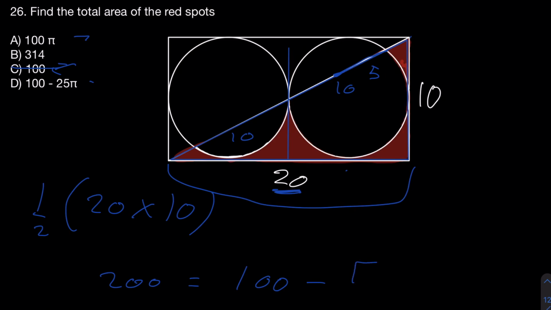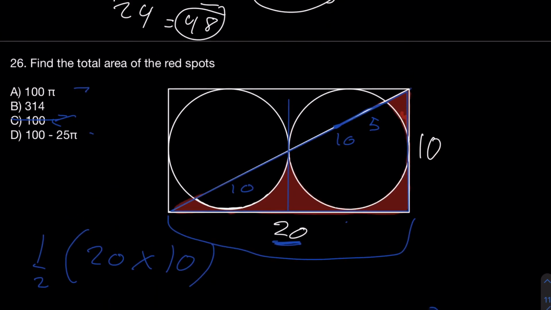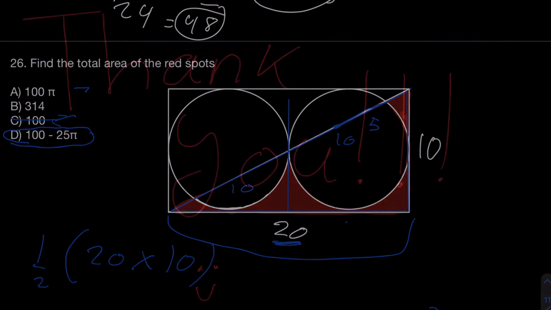So minus pi times 5 squared. That's 100 minus 25 pi. I'm bad at drawing pi. And that's going to be answer letter D.